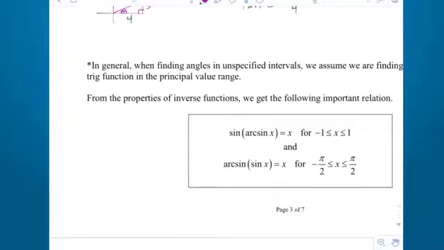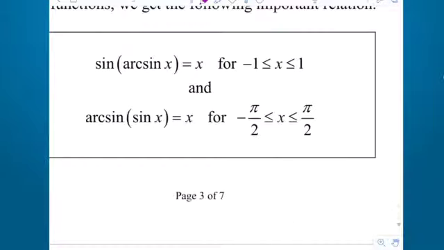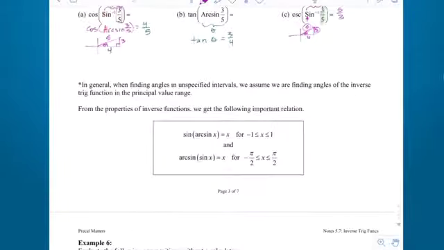All right, so let's go ahead and look at this asterisk. In general, when we're finding angles in unspecified intervals, from now on, we're assuming that we're going to be finding the angles of the inverse trig function. In other words, I don't necessarily have to use the capital letter anymore. If you are not given an interval, then assume it's just the one solution at this point.